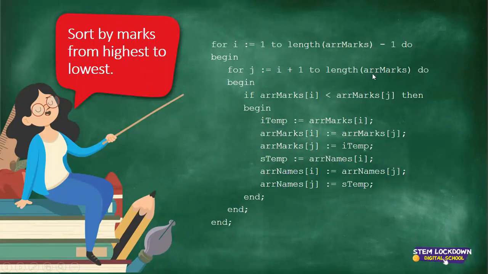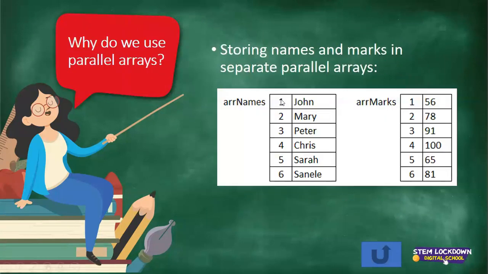So my first name, which would be I, would be John, and J would be 2, which is Mary. And then after that comparison, if John is after Mary, it would then swap it. Actually, I should go to the marks, because this is what we're doing. We're sorting from marks over here. So I would be position 1, which would be 56. J would be position 2, which would be 78. I do my if statement. If required, I swap them around, and then J becomes 3. And I do the whole thing with 1 and 3. And after that, J becomes 4.